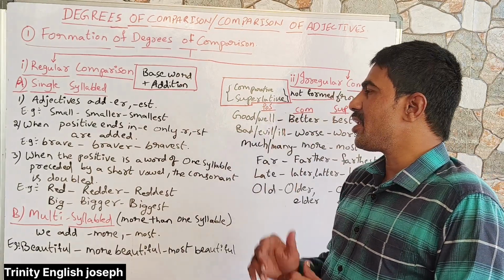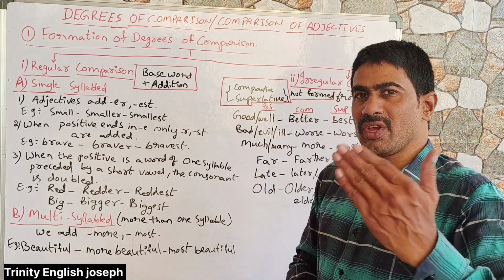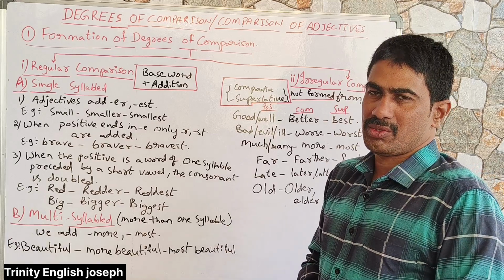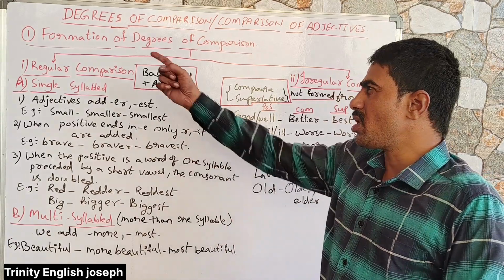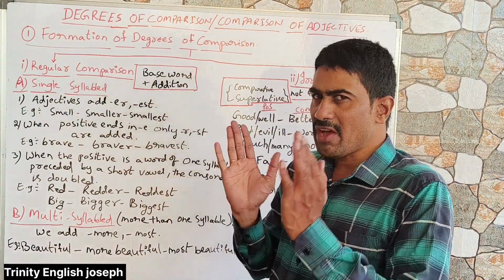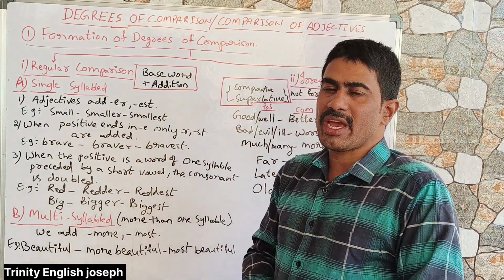These words regular and irregular are also used when we go to verbs. Even in verbs we have regular verbs and irregular verbs. First let us understand what is regular, what is irregular. The word regular means we have a base word and we add something along with it.